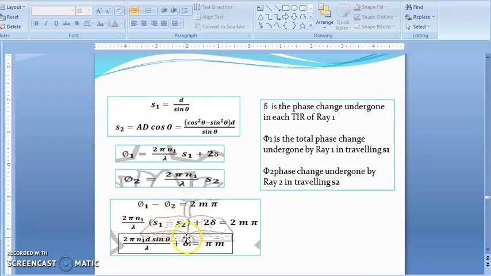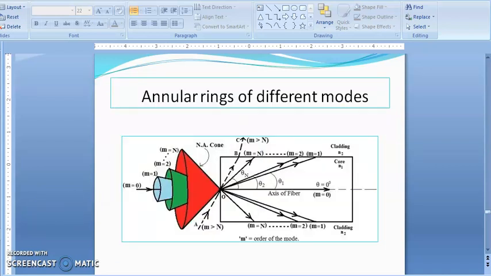If this is satisfied, the light will be propagating. So it is an annular ring of different modes. This is one ring, this is another ring, this is another ring. This is m is equal to 0 we can take, this is m is equal to 1, m is equal to 2 and m is equal to n and so on. Within these rings, if light is launched, we say it is an annular ring of different modes.